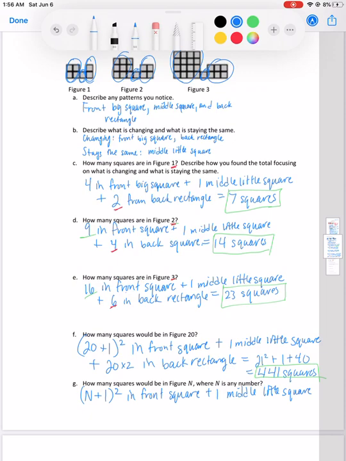And the other one is the back rectangle. That changes, so we're going to put our n in there, and it looks like you just multiply by 2, which is 2n, and to get your total. Now the total will be n plus 1 squared plus 1 plus 2n. Okay, so that's the same as n squared plus 2n plus 1 plus 1 plus 2n, which is equal to n squared plus 4n plus 3. So that's interesting here. N squared plus 4n plus 3.